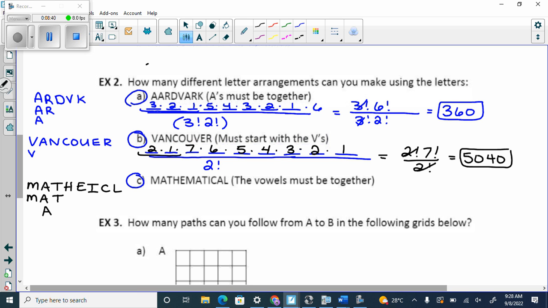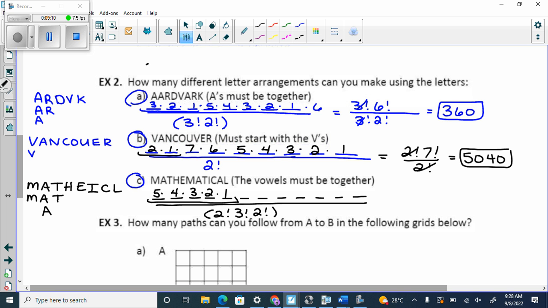So I'm going to go here, and I'm going to go 2 for the M's, 3 for the A's, 2 for the T's. And I need vowels, so I have A, E, and I, so there's 5 of them, right? And mathematical has 12 letters. The first 5 must be together, so I have 5, 4, 3, 2, 1.